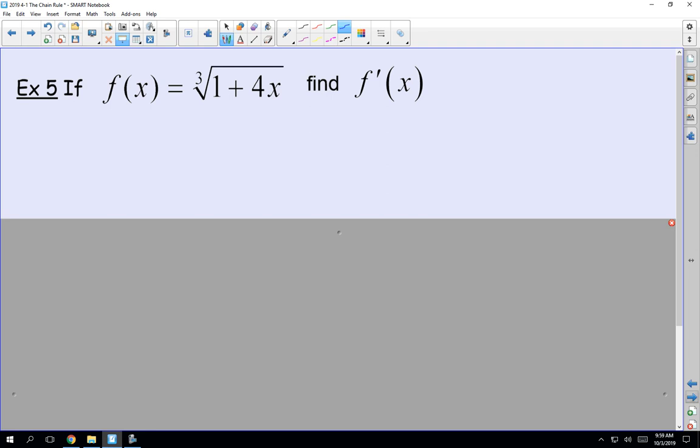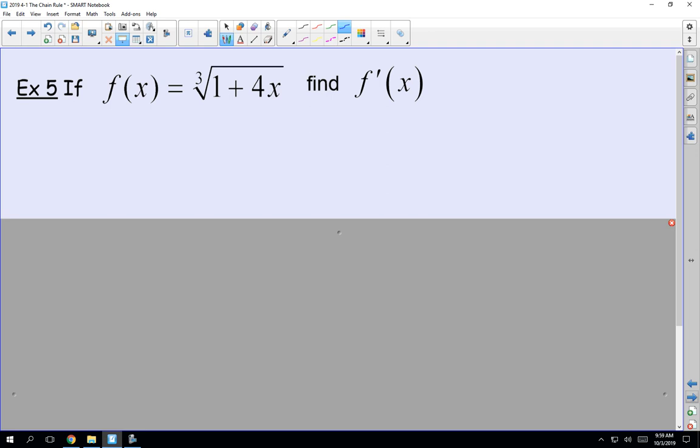So do you think you could find the derivative of this guy? We've got f of x equals cubed root of 1 plus 4x. Not that bad, my goodness. Cubed root of 1 plus 4x.